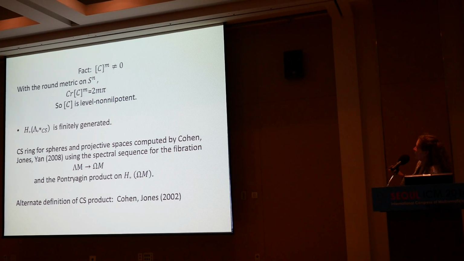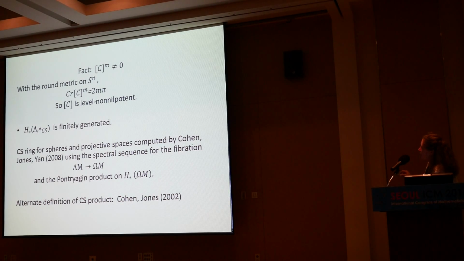There's a typo here. For the fibration, it's the fibration of the free loops over the manifold M, and the fiber, this is the fiber, not the base, and the Pontryagin product on the homology of the base loops. So yes, the Pontryagin ring and the Chas-Sullivan ring are very intimately linked using this spectral sequence and this fibration.